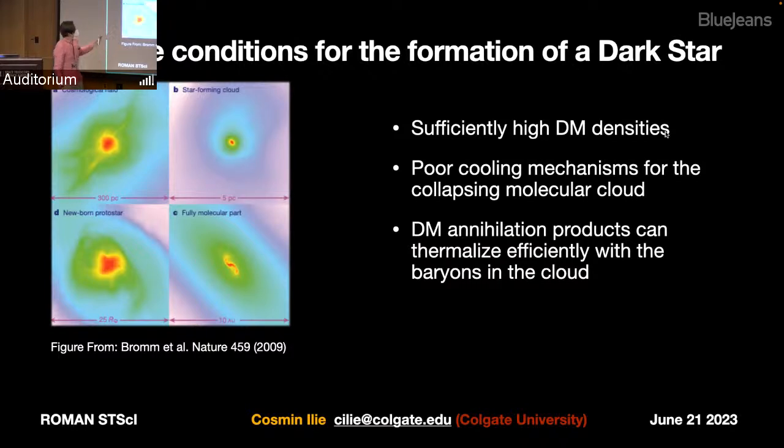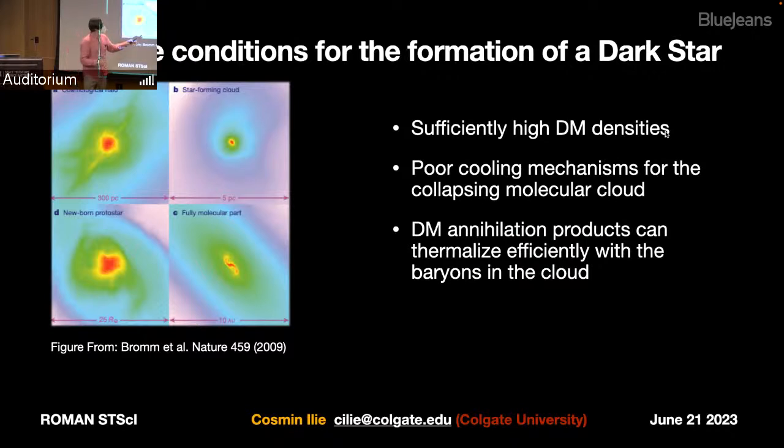The three are, you have to have sufficiently high dark matter densities, which in the early universe, those microhalos do have. Second of all, you have to have poor cooling, but remember, those are pristine BBN gas clouds, zero metals, so really the cooling is the worst you could ever have.